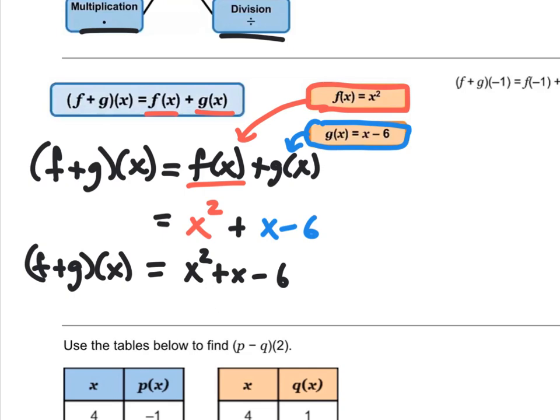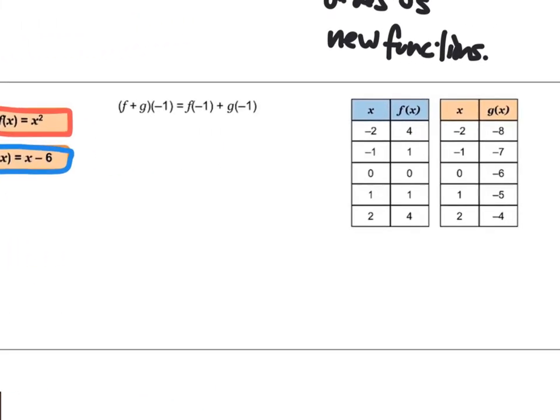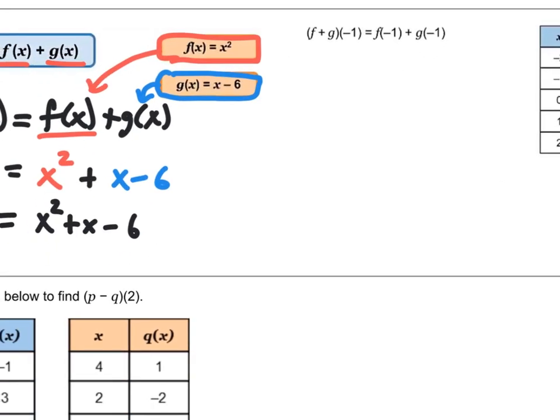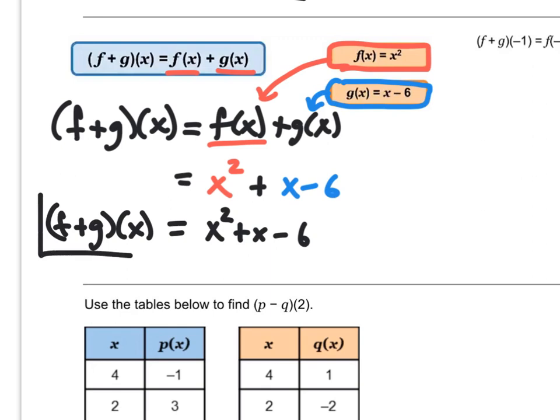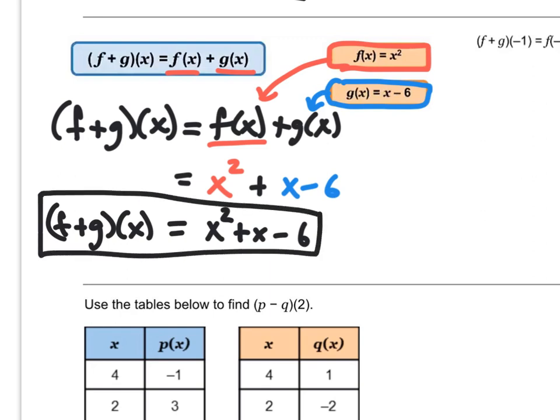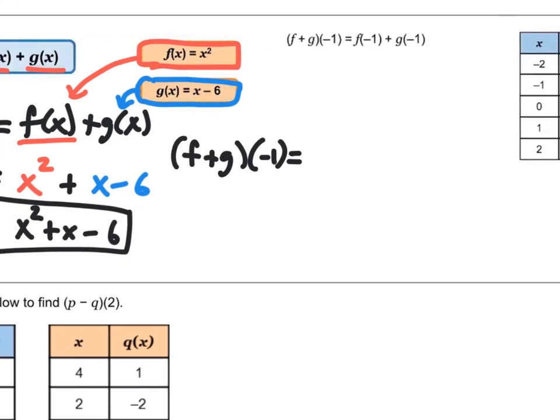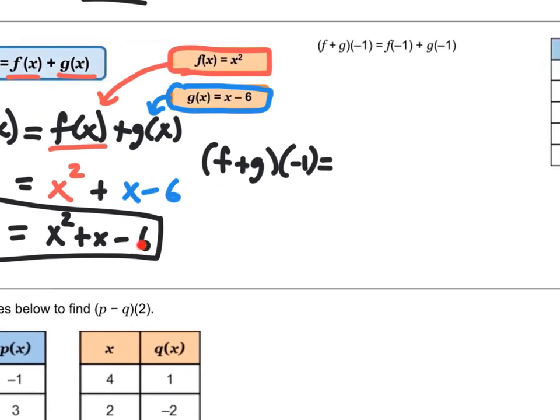Now let's take a look at what this problem is asking us to do. It wants us to add f and g, and then plug in -1 for x. So now that I have this new function, f plus g of x, let me plug in -1 into that, because that's what it wants me to do. So I'm going to take f plus g of -1, and plug -1 in for x into that function. Here's my function down here.